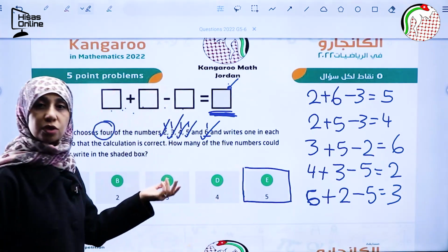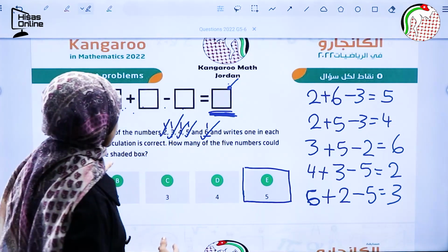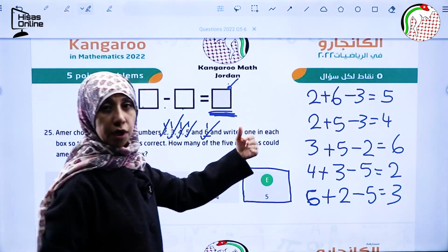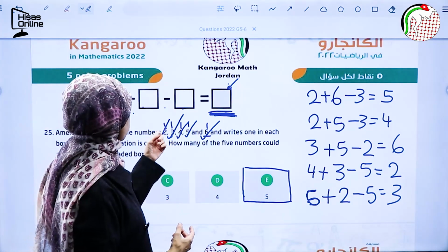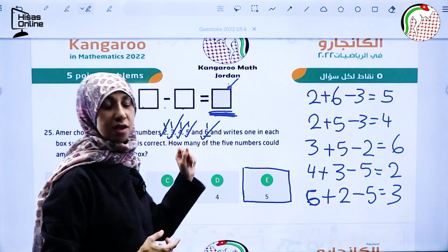So in this question, you need to try the combinations, different combinations, in order to find, is it possible to find 2? Is it possible to find 3? And so forth.